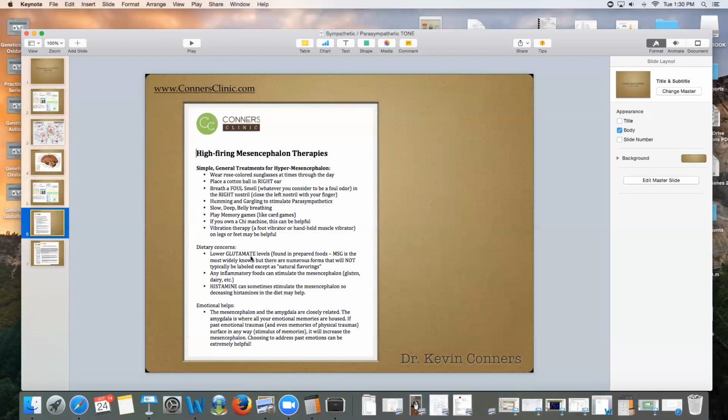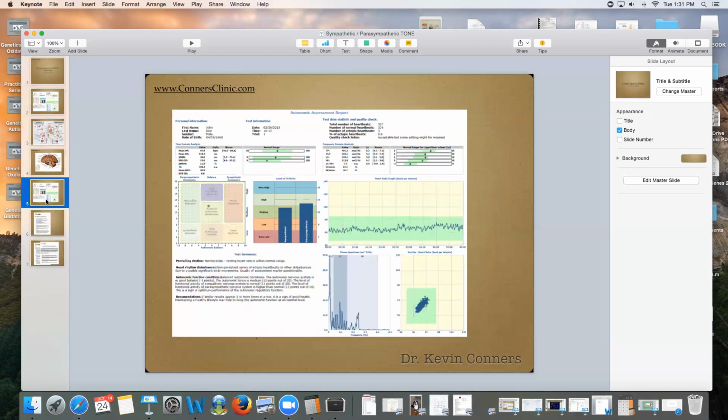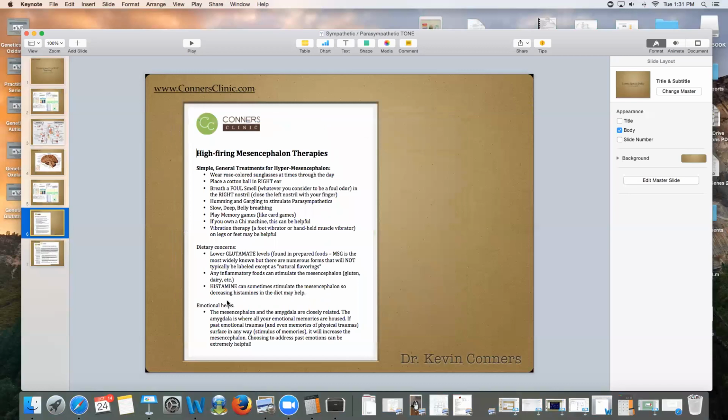Watching glutamate levels, we talked about that briefly. That's the neurotransmitter that we're looking at. Looking at inflammation with inflammatory foods. So lots of times you see gluten and dairy issues cause inflammation in the brain. Inflammation of the brain, if it affects that communication between the frontal lobe and the midbrain, can cause a high-riding mesencephalon, and you can go into a sympathetic dominant state. So these are some exercises that you could do.